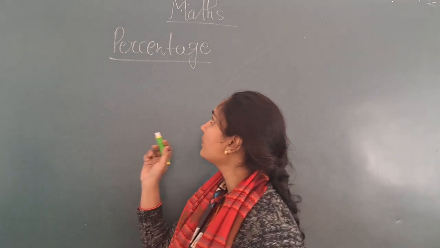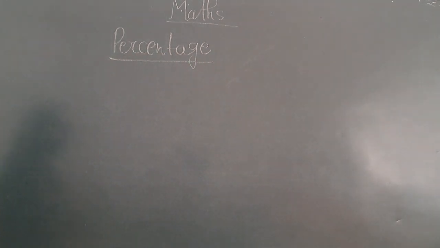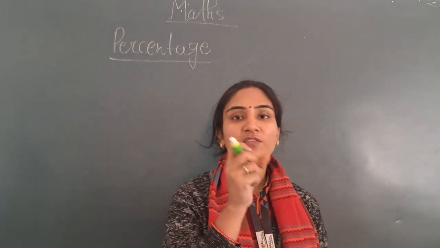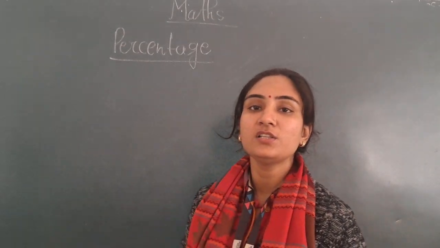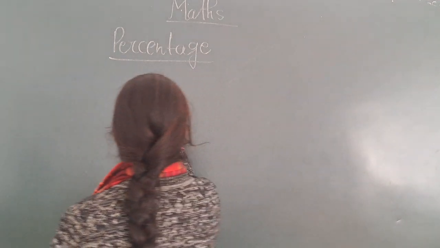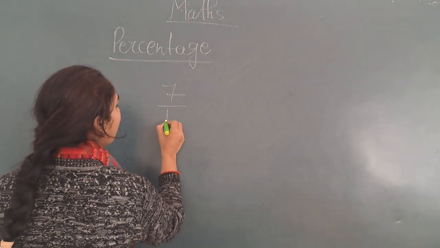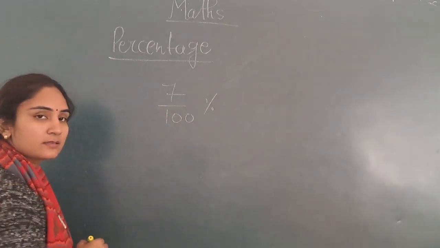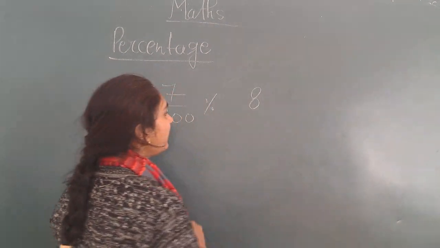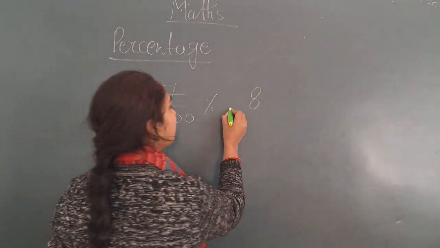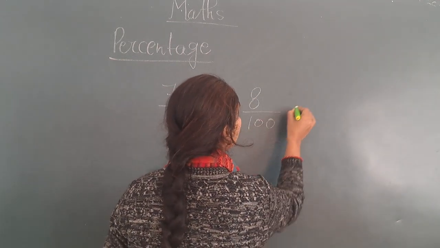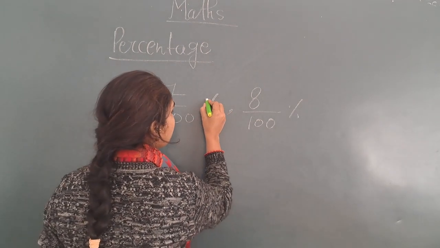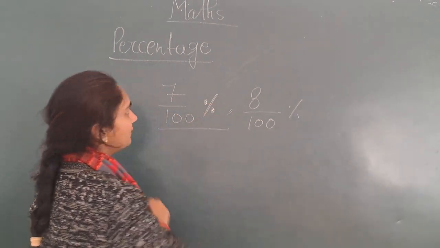Okay, so see here, percentage. What is the definition of percentage? The numerator of any fraction where the denominator is 100, that fraction is called a percentage. Like 7 upon 100. That is a percentage. If I find the percentage of 8, then I divide it by 100 and put the sign of percentage. This is the sign of percentage.